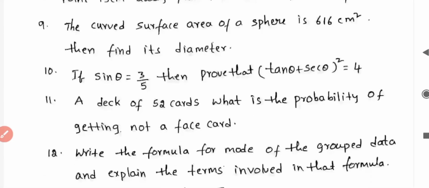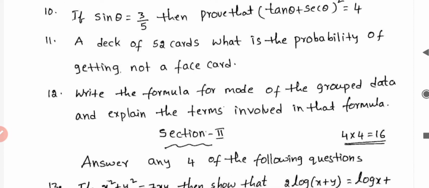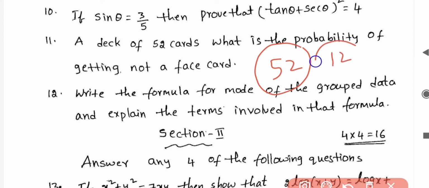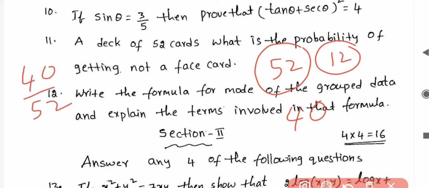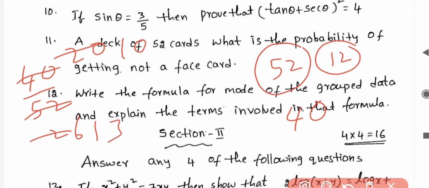Next. A deck of 52 cards. What is the probability of getting not a face card? Not a face card. So total 52 cards. In that we have 12 face cards. So except the face cards, the remaining is 40. So the probability of not a face card is 40 by 52. Simplify this: 2 20s are 40, 2 26s are 52, and 2 10s are 20, 2 2 ones are 2, 2 3s are 6, giving 10 by 13.